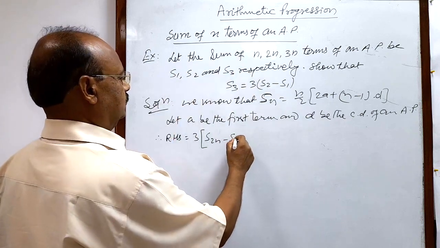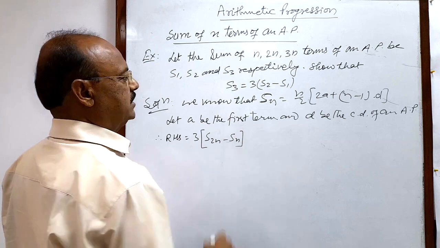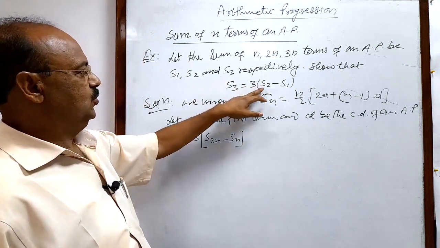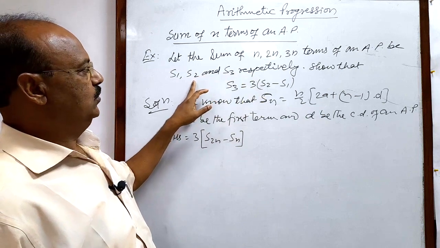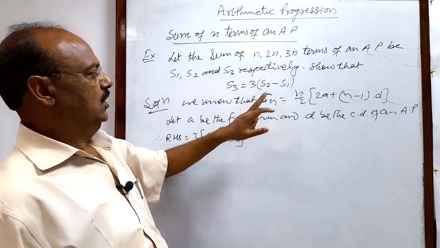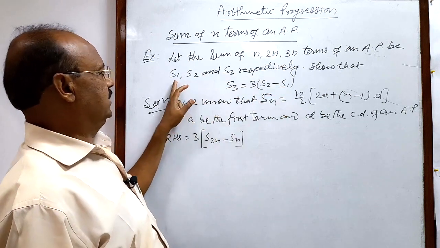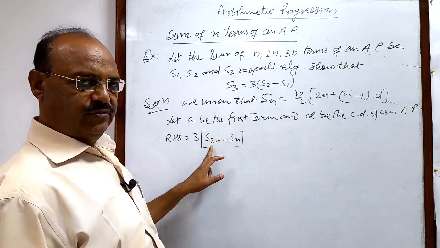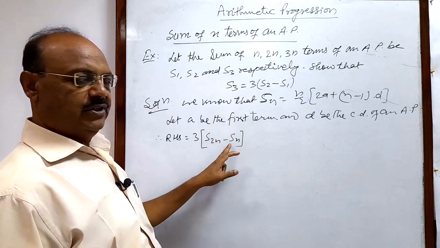So what is S2? S2 is the sum of 2n terms. And what is S1? S1 is the sum of n terms. So the sum of 2n terms can be written as S2n, and the sum of n terms can be written as Sn.